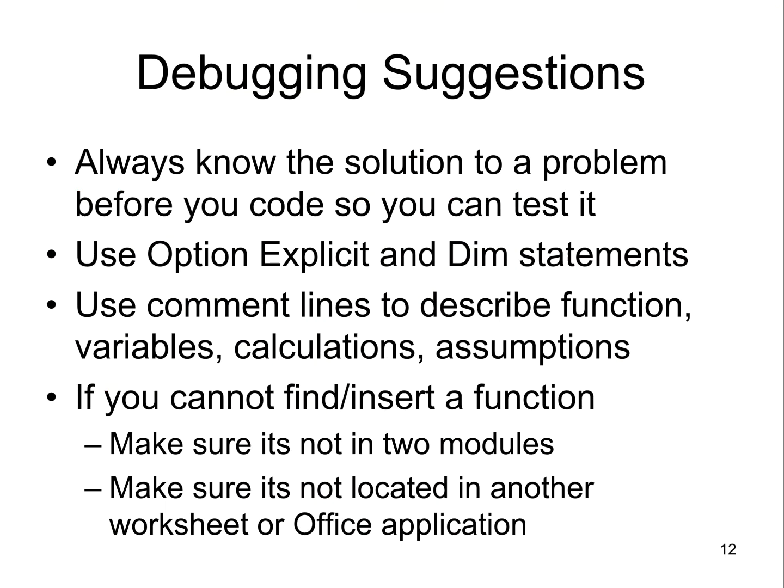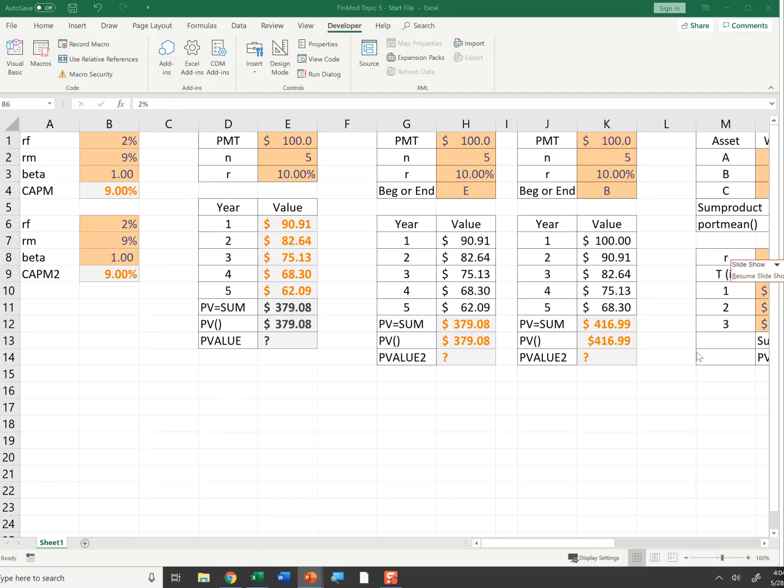Some debugging suggestions. We already saw the problem there. We created a variable MRC, which was not a real variable, it was a typo. So I would recommend using Option Explicit if you're writing a complex program, and then use Dim statements.